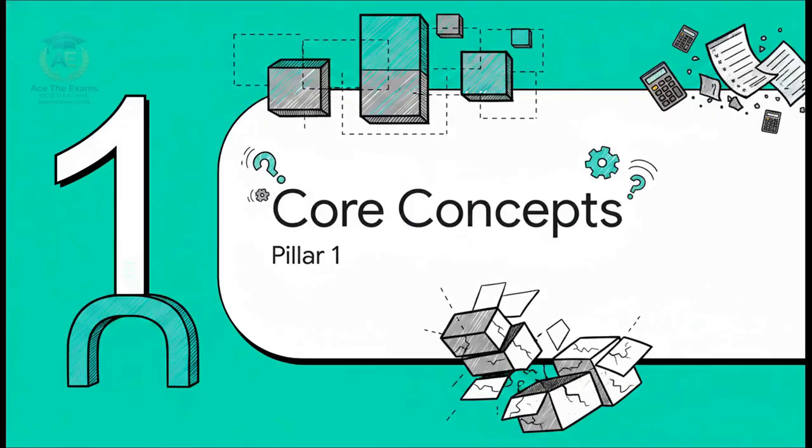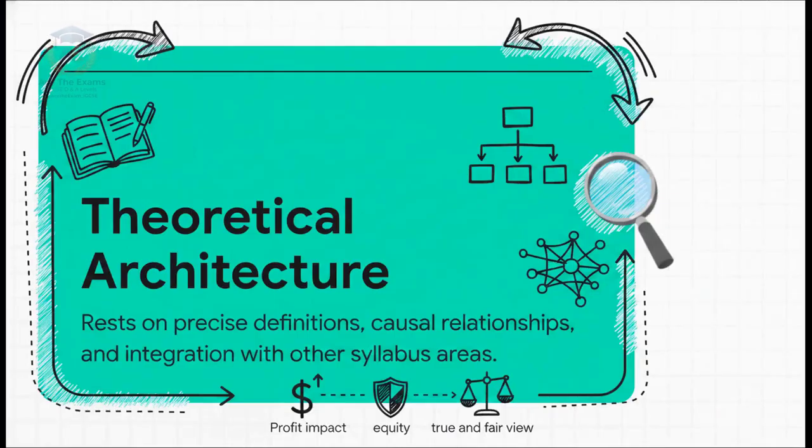Pillar 1, core concepts. Before we even think about punching numbers into a calculator, we absolutely must establish the theoretical architecture of IAS 37. It's like building a house. You need a solid foundation first. As a quick refresher, a provision is essentially a liability of uncertain timing or amount. A contingent liability, on the other hand, is merely a possible obligation. It completely depends on future events happening or not happening. Understanding these precise definitions is where everything starts.